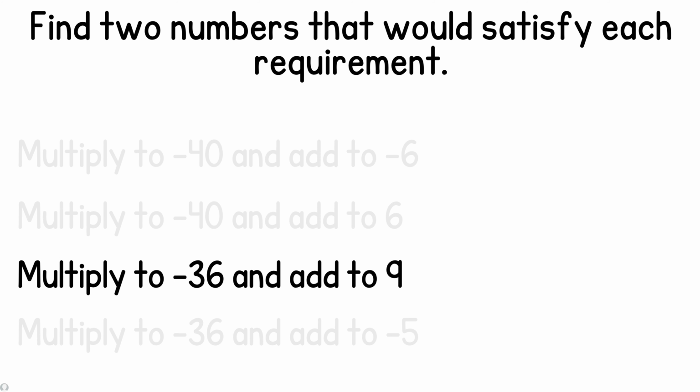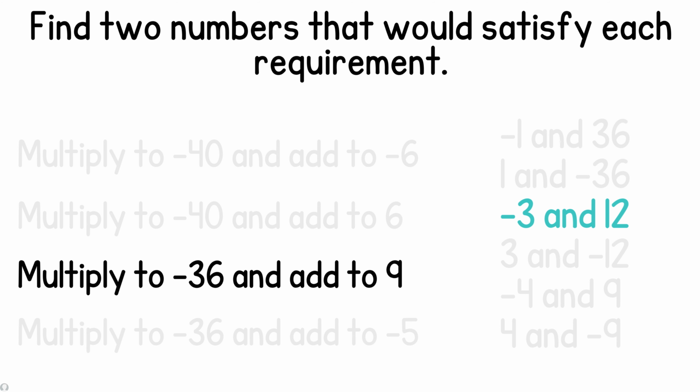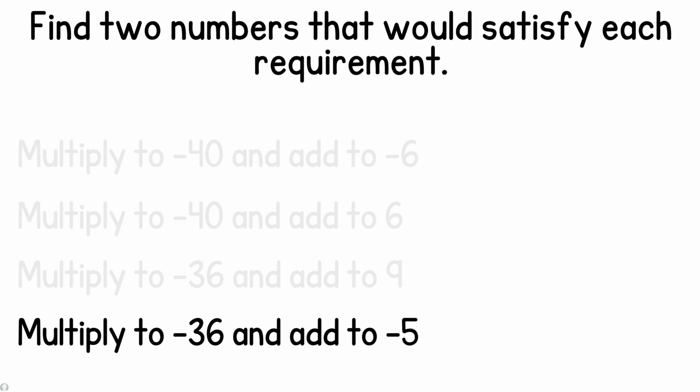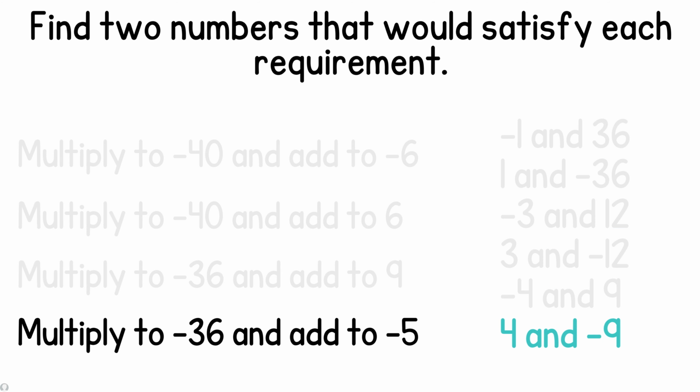Now we want to multiply to negative 36 and add to 9. So we'll list our factors of negative 36, and we can see that negative 3 and 12 will give us the 9 that we want when we add them. And the one below it says to multiply to negative 36 and add to negative 5. So we'll have the same factors, but this time we'll use positive 4 and negative 9, since this will add to the negative 5 that we want.